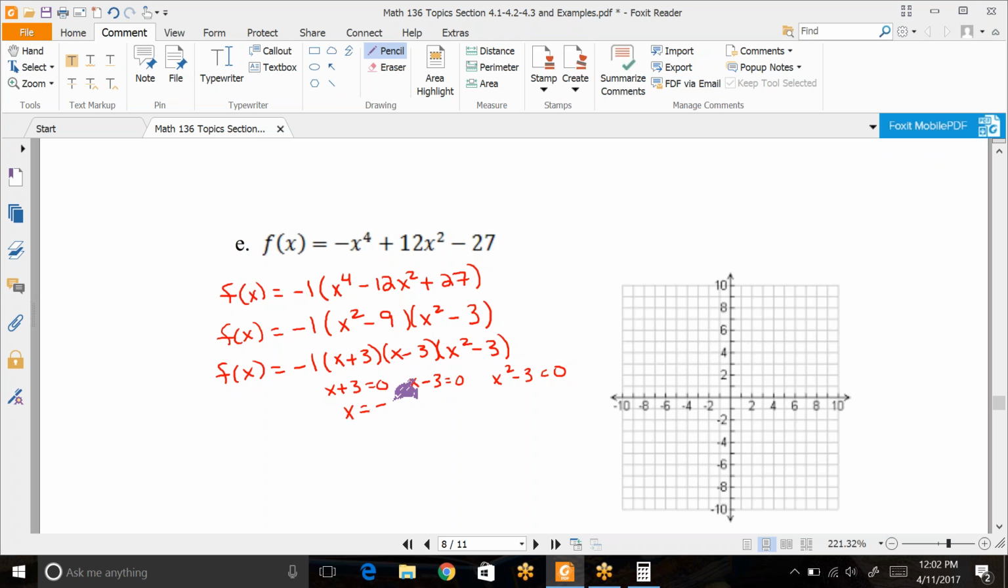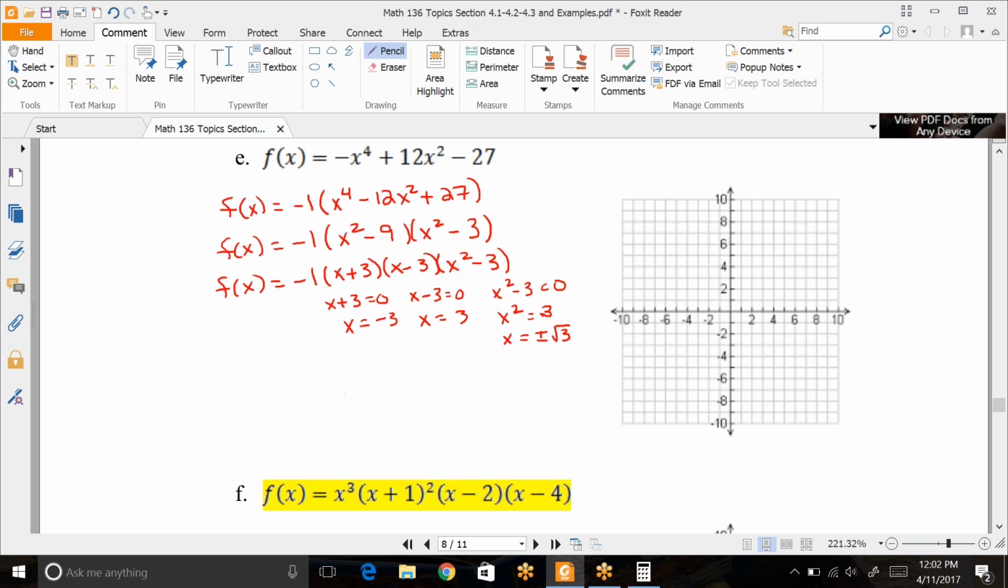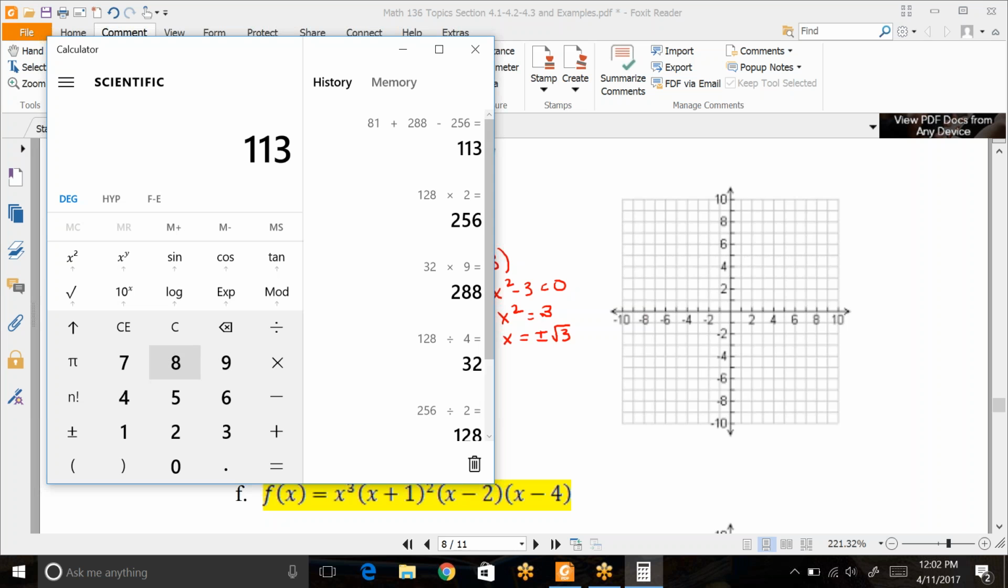So this one is negative 3, positive 3, and then this actually ends up being a square root problem. So we get plus or minus square root of 3. Notice we get 4 separate x-intercepts because of that x squared minus 3. So my x-intercepts are negative 3, 0, 3, 0, negative square root of 3, 0, and positive square root of 3, 0. We need to know what the square root of 3 is as a decimal, just so we have a reference for that.